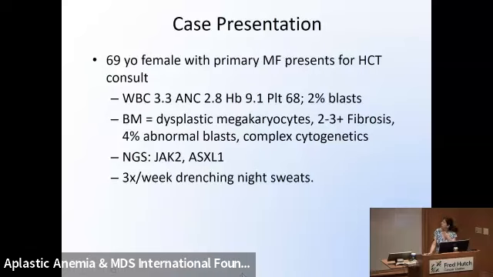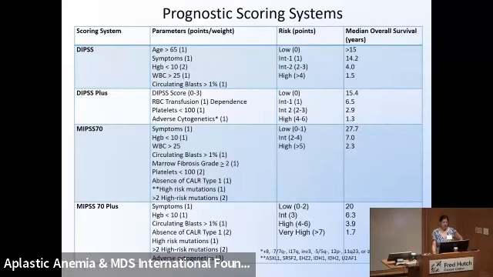And then she had complex cytogenetics, meaning several of her chromosomes were abnormal. On next generation sequencing, which looks at the mutations, she had JAK2 but also an ASXL1, and she was having symptoms at least 3 days a week. So we looked at these prognostic scoring systems. I know there are a couple of you in the room who have myelofibrosis and may have discussed these scoring systems.